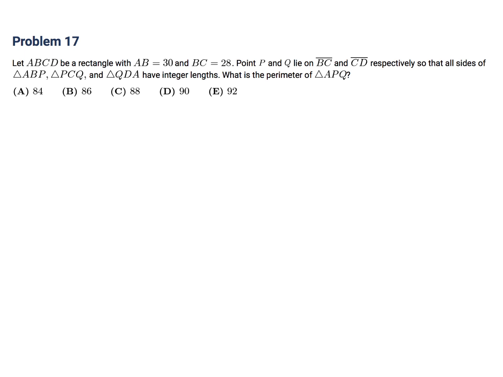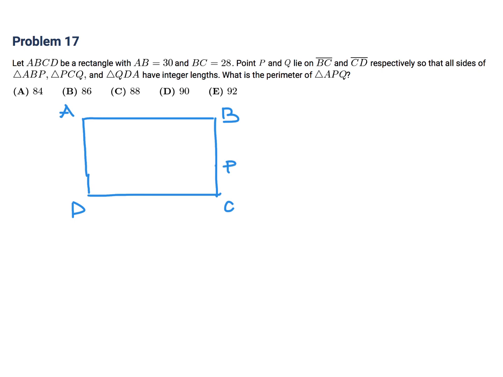Let ABCD be a rectangle with AB is 30, BC is 28. Points P and Q lie on BC and CD respectively, so that all sides of triangles ABP, PCQ, and QDA have integer lengths. What is the perimeter of APQ? Let's make a diagram. So we have A, B, C, D, and somewhere we've got to put a P, so let's just put the P there. And this is not going to be drawn to scale. Q, and then we've got to connect them, so there's that one and there's that one.